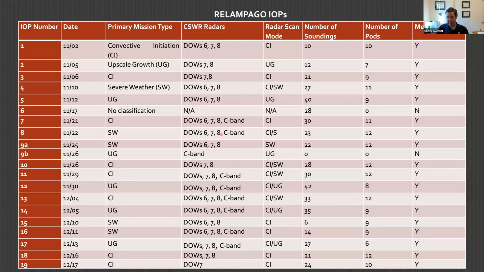So what did we collect? Well, here's a big table showing the events during the IOP. We ended up collecting 19 cases in 45 days. And a lot of these cases had actual convection develop, where we were able to collect good data, and we were able to collect a large number of soundings. We deployed surface mobile mesonet data over most of the events as well.